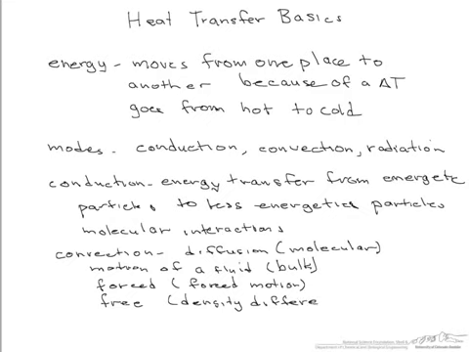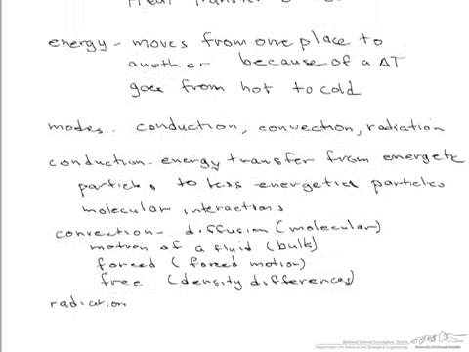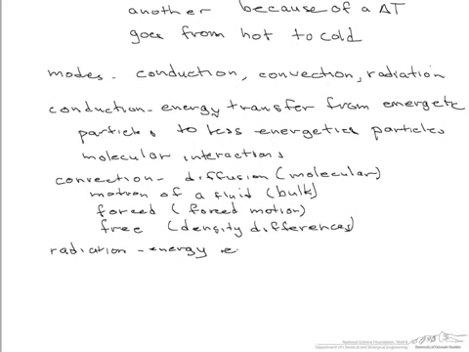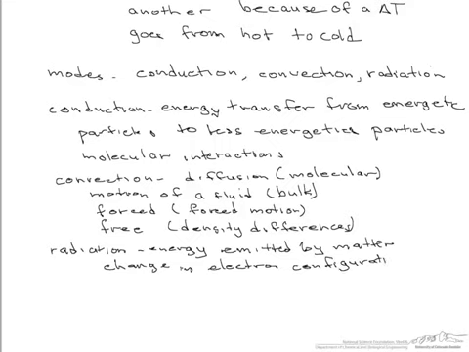So the final form of heat transfer is radiation. Radiation is energy that's emitted by matter, and this energy is caused by a change in electron configurations. What's different from this method of heat transfer is it doesn't need a material medium. In fact, it works best in a vacuum.